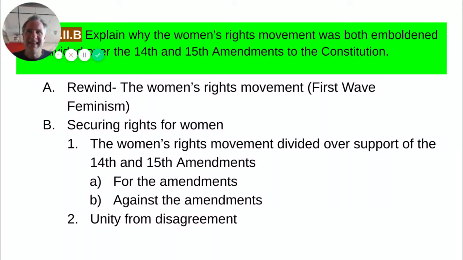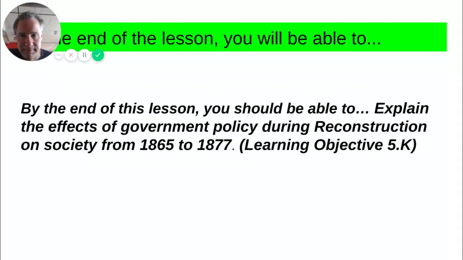However, by the 1870s and 1880s, unity comes from that disagreement. It lights a fire under the women's rights movement and reignites first wave feminism to get women that right to vote. So they put aside their differences with each other over the amendments, which were already passed, and said, now we have to focus on us. And that movement will continue into the early 20th century.